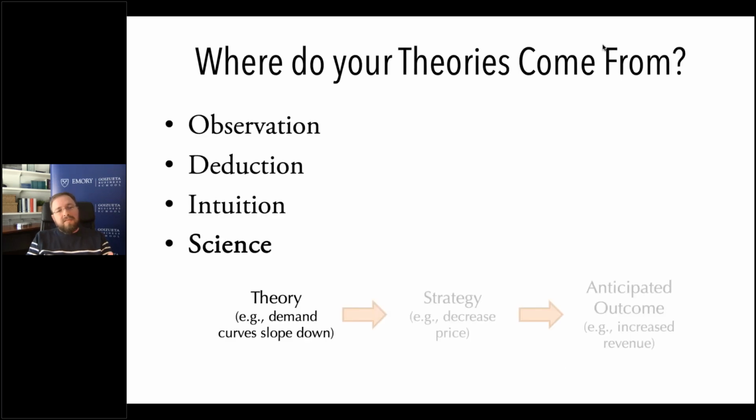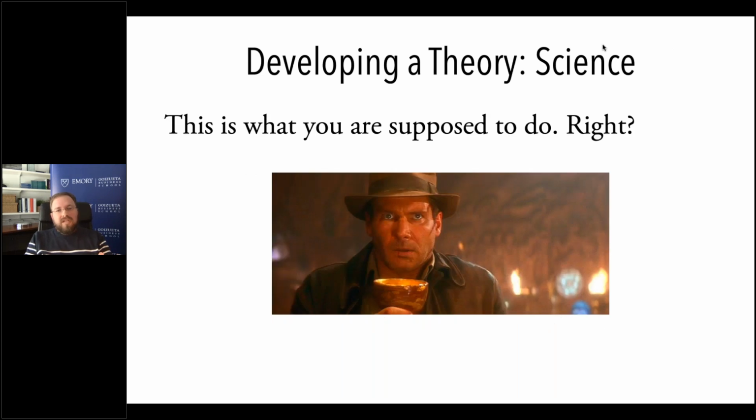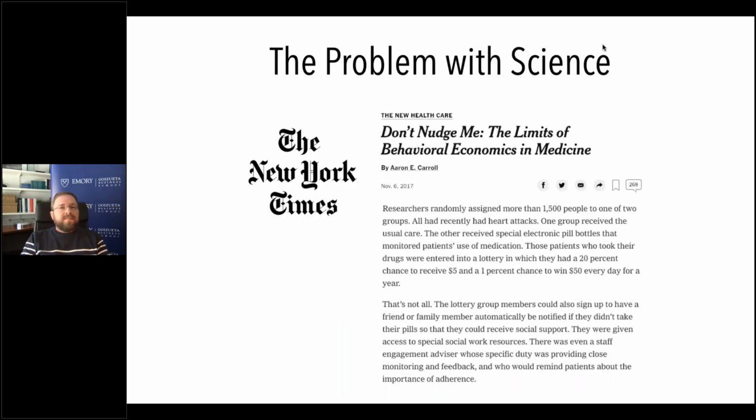All right, so the last one we'll talk about is actually a scientific approach from theories, and we should be good here, right? This is what we're supposed to do. This is the holy grail of theory development, is to use science. The problem with science, and it's not a problem with science, it's a problem with how we apply science, which is why you're here to listen to me talk today, is that we kind of treat science inappropriately. We ask more of science than it was designed to do.